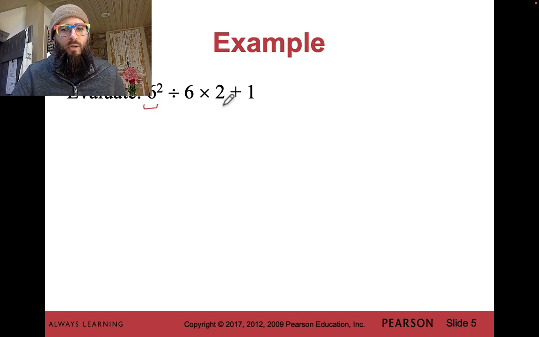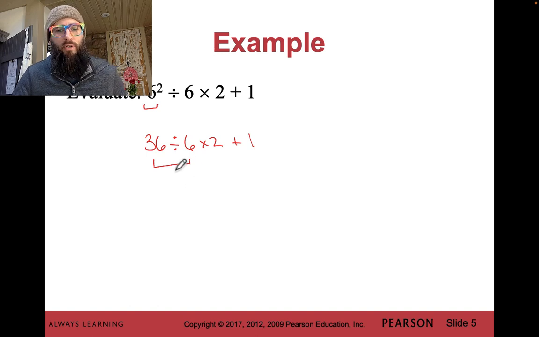And then I notice that I do have an exponent, or a 6 to the second power. So that's going to be 36. And then it's got 36 divided by 6 times 2 plus 1. So this is what we have to do left to right. So what we're going to do is we're going to do our multiplication and division from left to right. So here we're going to do 36 divided by 6, which is going to be 6.